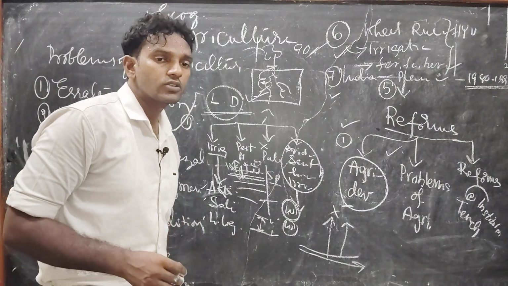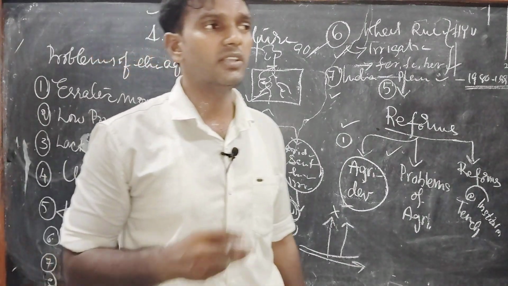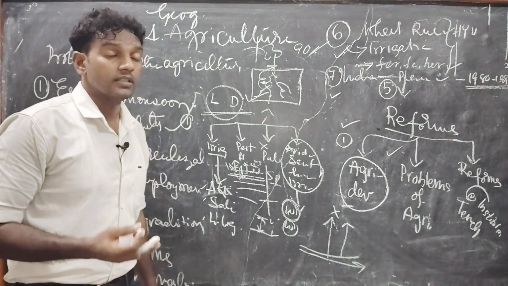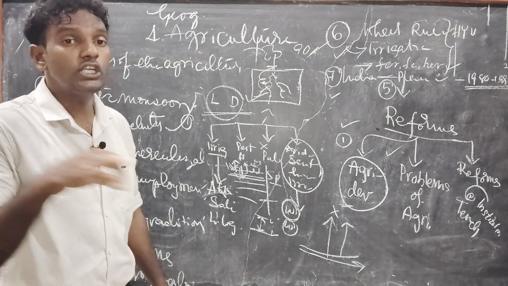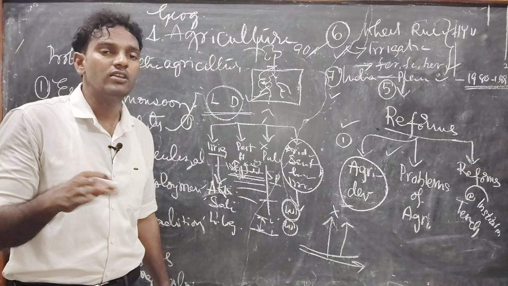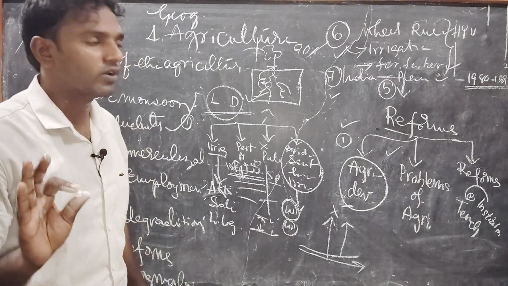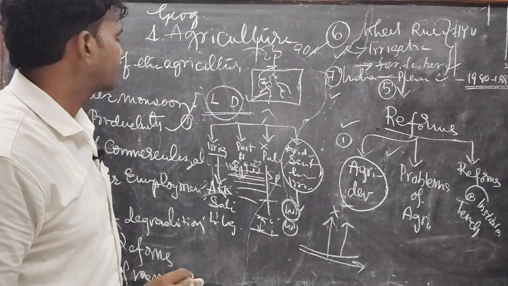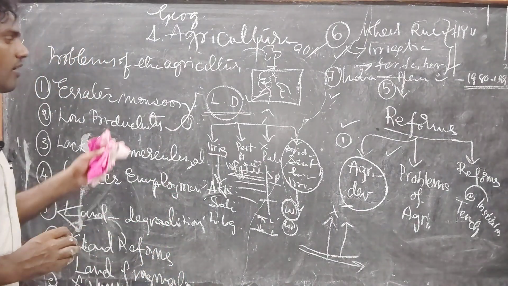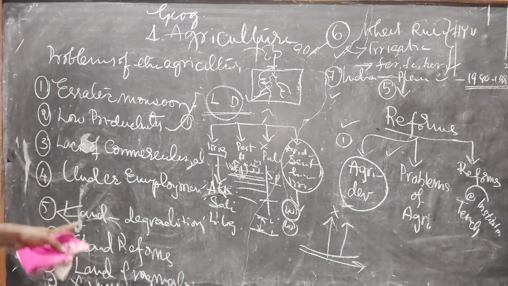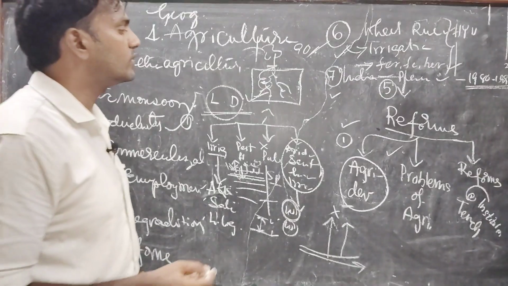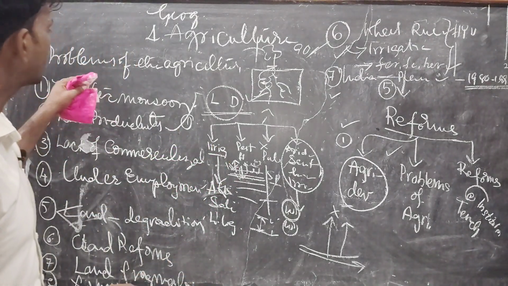And water also causes loss of soil fertility. If you see heavy rains and floods, they also cause sheet erosion. The entire fertile soil goes along with the flowing water. It is also bad for land degradation. These are the problems of agriculture. Based on these agriculture problems, we can discuss the reforms. Reforms means they give relief for the problems of agriculture.